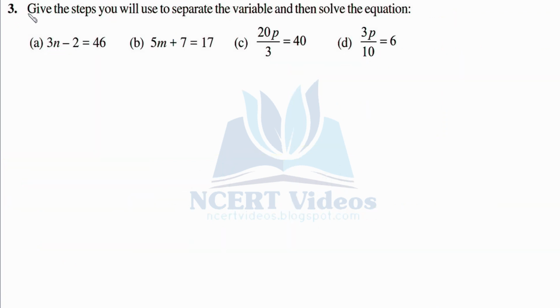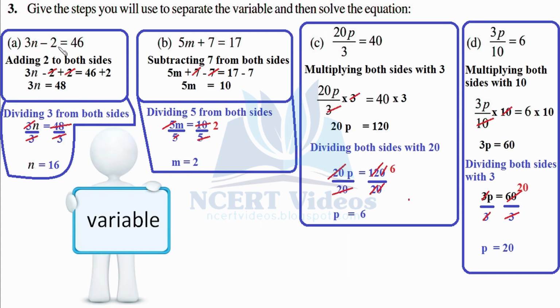Question third, give the steps, again same thing, you will use to separate the variable and then solve the equation. Now we are doing it in combination with subtraction and multiplication, whereas we will do the same thing, that we will separate the variable and then we will solve that equation. For instance, we will keep this variable on the left hand side and move the rest of the constants towards the right hand side. A part, 3n minus 2 equals 46. So in these questions, we have both, that is addition and multiplication and vice versa. 3n minus 2 equals 46.